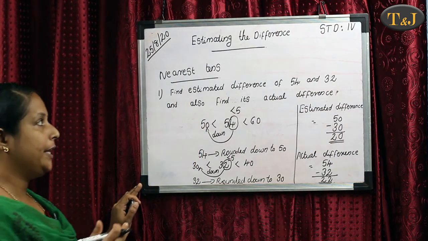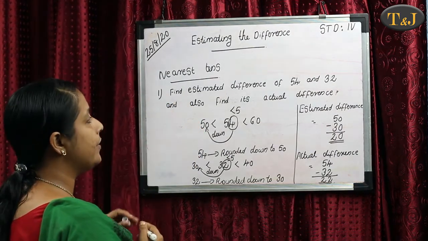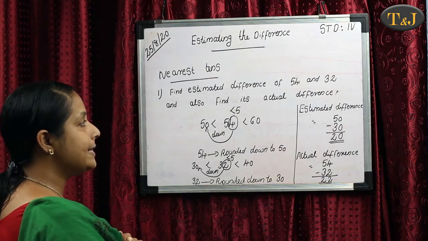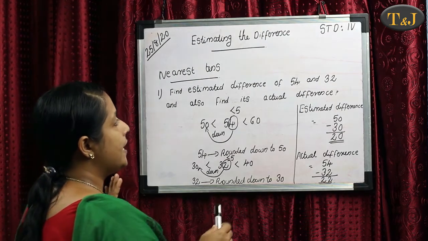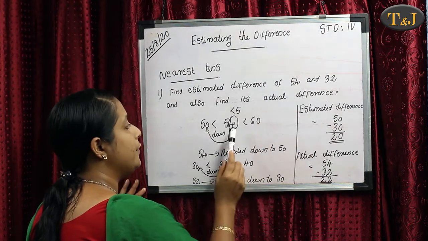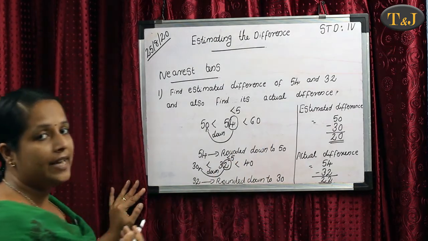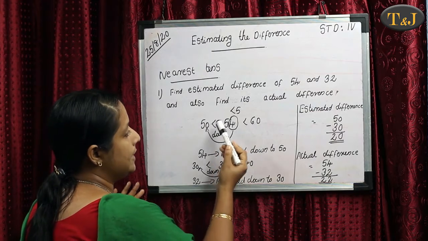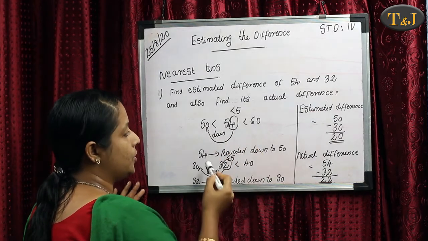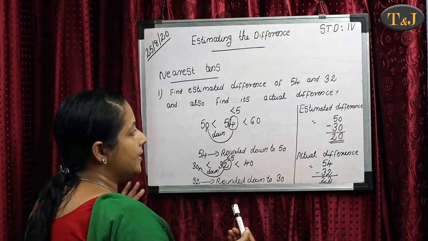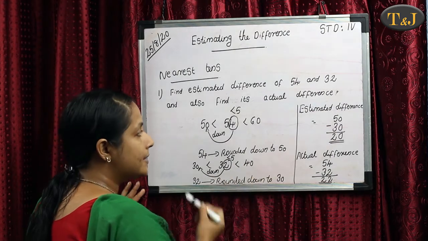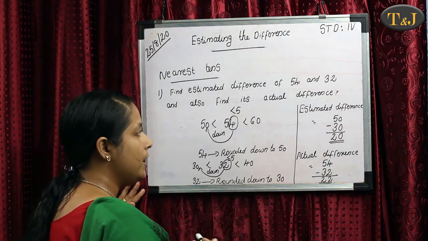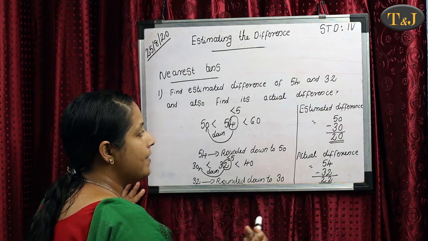Once again I explain the problem. Find the estimated difference of 54 and 32 and also find its actual difference. Take our value 54. We know that 54 lies between the numbers 50 and 60, so we write 50 is less than 54 is less than 60. The next number we consider is the ones place value. If the ones place value is less than 5, it is rounded down, or if it is greater than or equal to 5, it is rounded up.